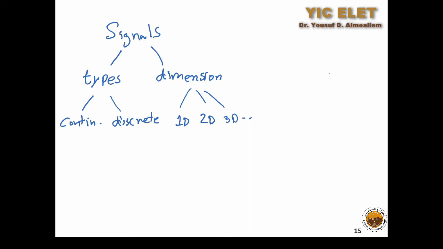To summarize, in signals, we have categorized the signals based on the types to continuous signals or discrete signals. From another perspective, as per the dimensions, we have talked about 1D, 2D, and 3D. The focus of this course mainly will be on 1D, but you can do some projects or some additional work on 2D or 3D. In the beginning of the course, we will focus more on continuous, and at the end of the course, we will touch on the discrete part.